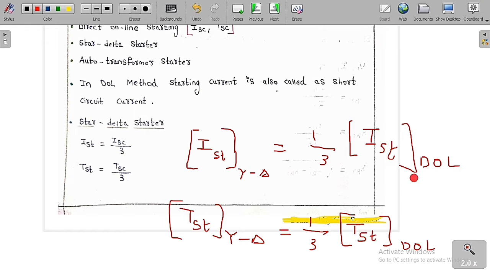Here the starting current of DOL is also called ISC, and the starting torque of DOL is also called TSC. So these are the things that I have replaced. The starting current in the DOL is also called the short circuit current.